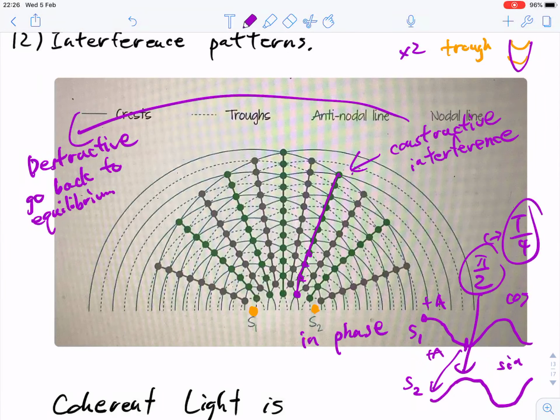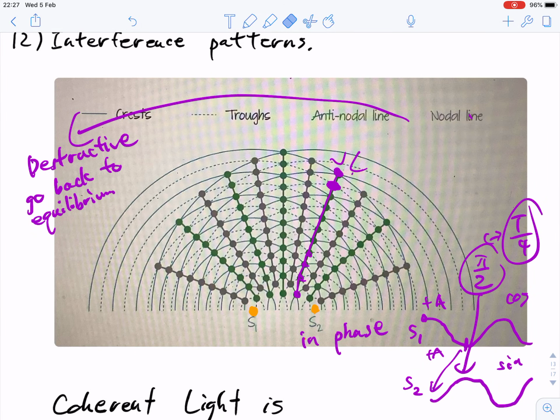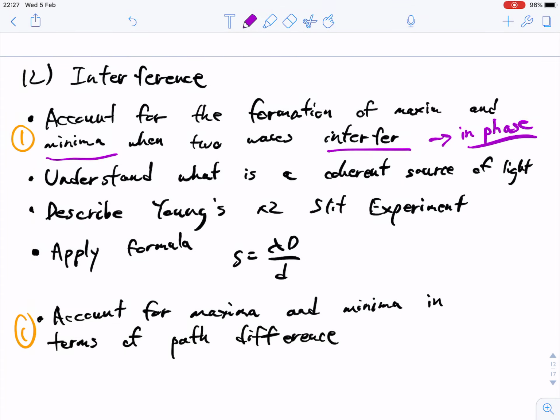Okay, and we have two solid lines, that's a double crest, which is also another form of constructive interference. Double crest and double trough. Okay, let's wipe that out just to clear things up. Double crest, double trough. So that's the formation of maximas.